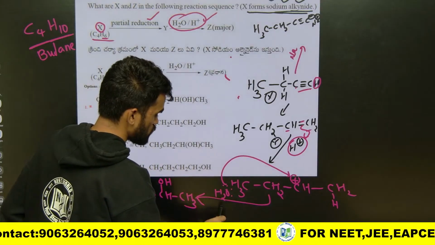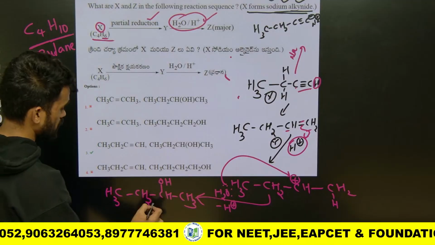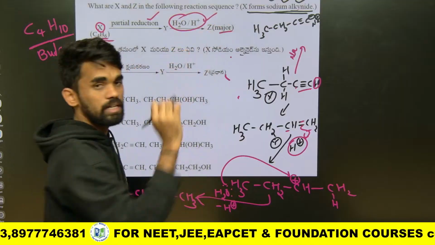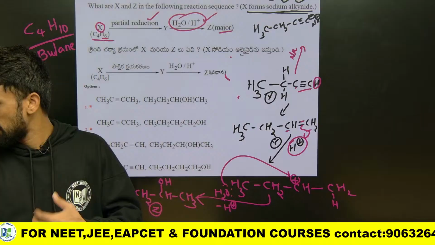So remove one H plus from water. Okay, that's it. So check. This is our Z. They are asking about the major product only now, so this is our major product. Addition of OH at the other carbon is the minor product. That is again a different case.